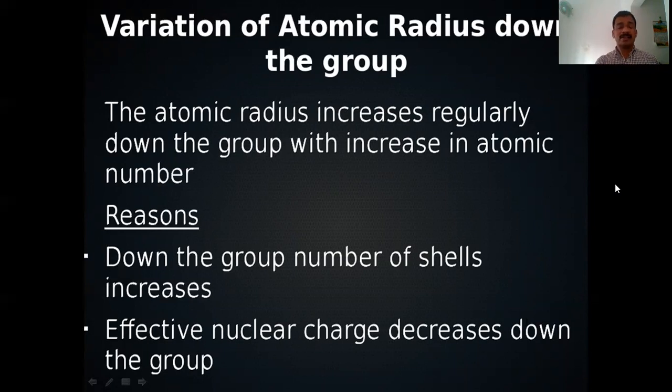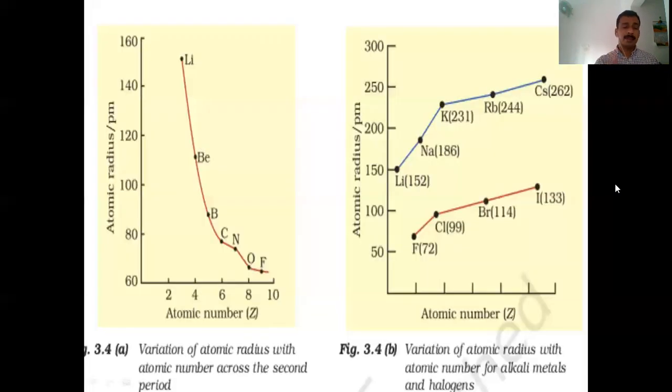Now we can see the graphs. What is the graph shown here? The first one, atomic radius plotted against atomic number. Here the elements given are lithium, beryllium, boron, carbon, nitrogen, oxygen, fluorine. You know, these are the elements of the second period. So it shows the variation of atomic radius with atomic number across the second period.